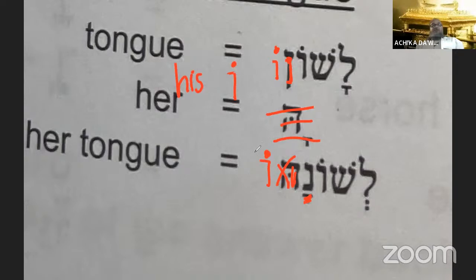If it's hers, it's Lashona. If it's his, it's Lashono. Lashono is third person masculine singular. Lashona is third person female singular. So what we're doing is making sure we're putting the right endings when we're talking to somebody. Okay.